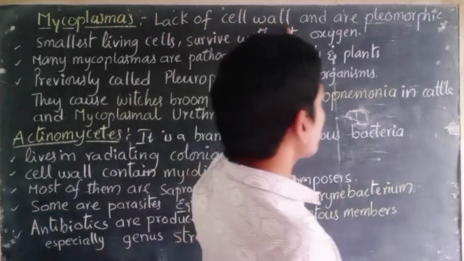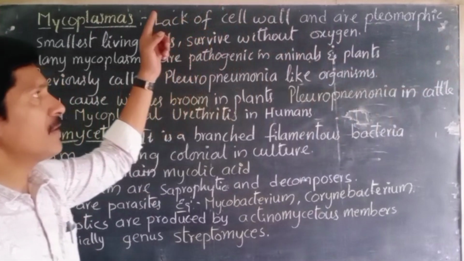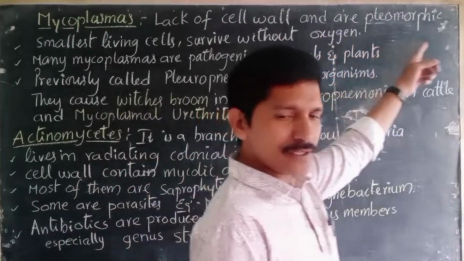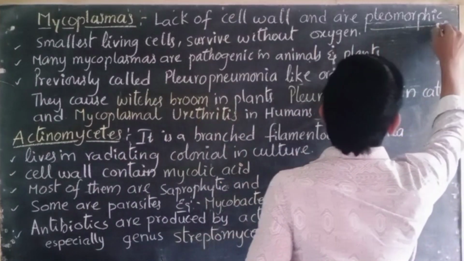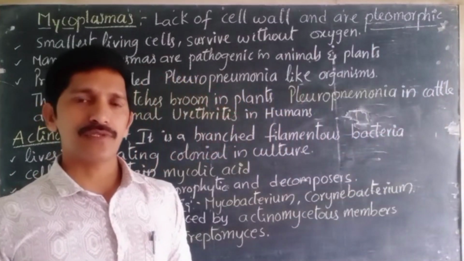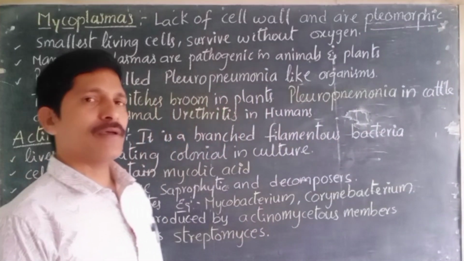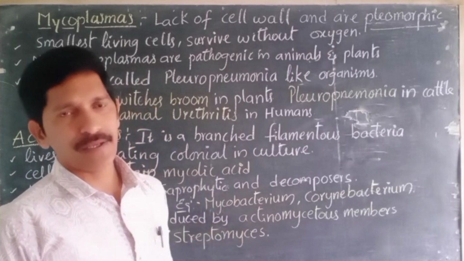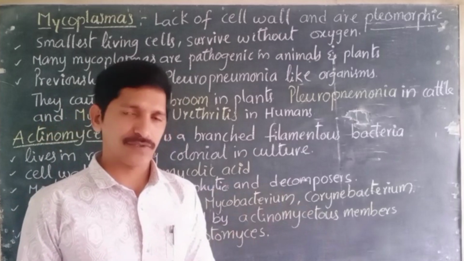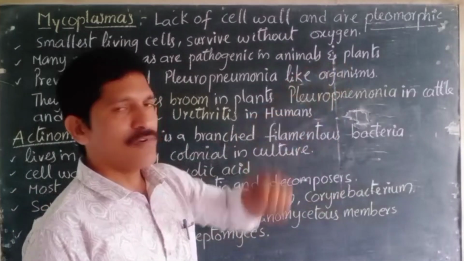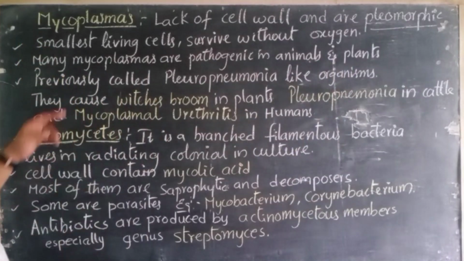And it is pleomorphic. Mycoplasma organisms are pleomorphic. Pleomorphic means that microorganisms like bacteria are able to change their morphology, reproductive method and nutritional method according to the environmental conditions. That is called pleomorphic, right? And the second characteristic feature is that they are the smallest living cells.